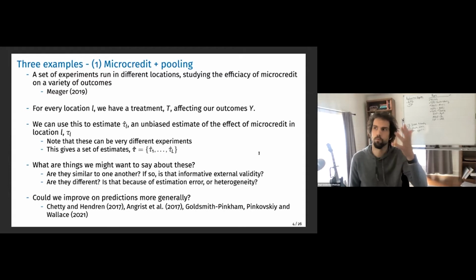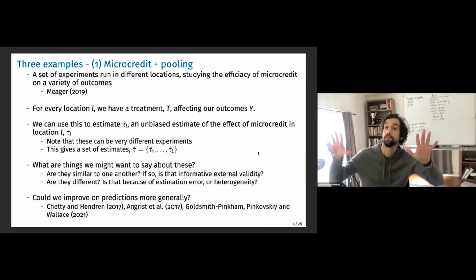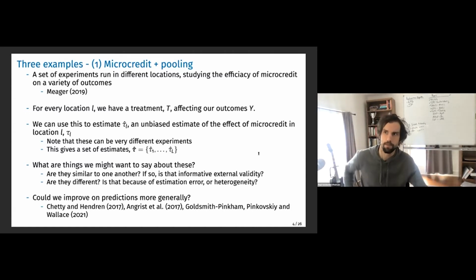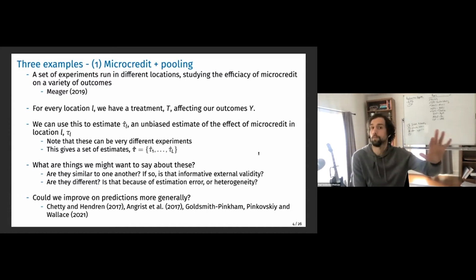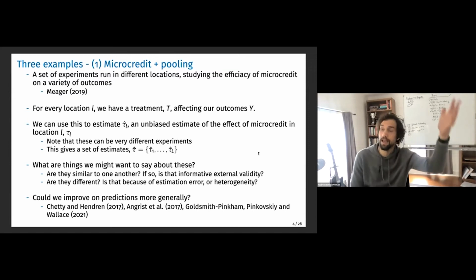One version of doing this is half of you get the treatment, half of you don't, and we compare your outcomes. So very well-defined estimates. There were other ways this happened as well, but they were all in different settings, different time periods, not run by the same people. And you can use this to estimate tau hat, which is an unbiased estimate of the effect of microcredit in location L, where what we're trying to get at is the true tau L. These are totally different experiments, and importantly, they had really different features and characteristics.